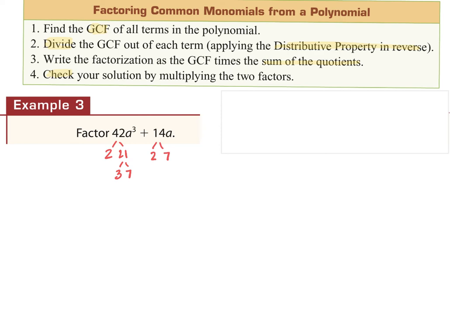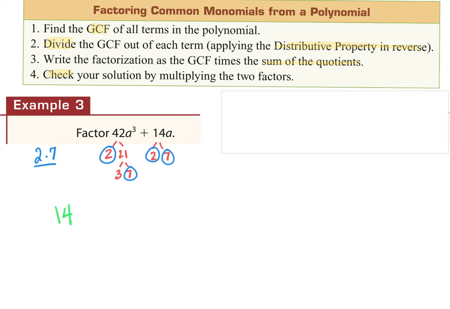What do they have in common? They have a 2, right? What else do they have in common? 7. So my greatest common factor between the 42 and the 14 is what? Yeah, it's going to be 14. All right, so we're going to take a 14 out. So 14 is going to be on the outside.